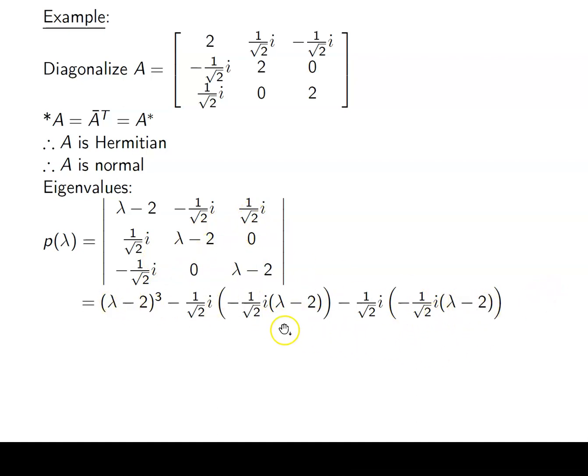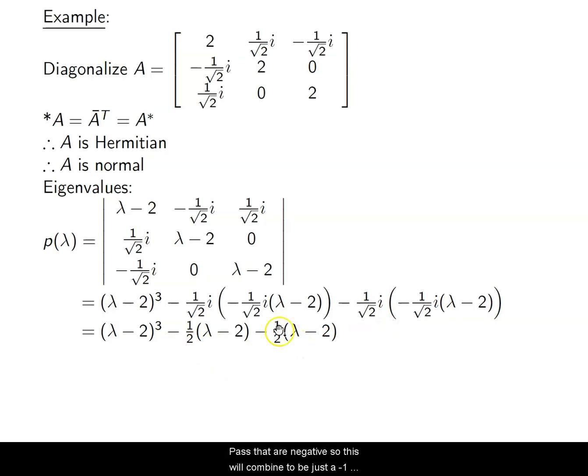So pretty straightforward. Now if I multiply these crazy things in front, they're actually pretty easy. A negative and a negative is a positive, 1 over 2, because root 2 times root 2 is 2. So I have a positive 1 over 2, and then an i squared, which will make this negative. Same thing here, this will turn into a negative 1/2. So lambda minus 2 cubed minus 1/2 lambda minus 2 minus 1/2 lambda minus 2. I have two halves that are negative, so this will combine to be just a minus 1, lambda minus 2. Now I have a common factor of lambda minus 2 everywhere, so I can pull that out.